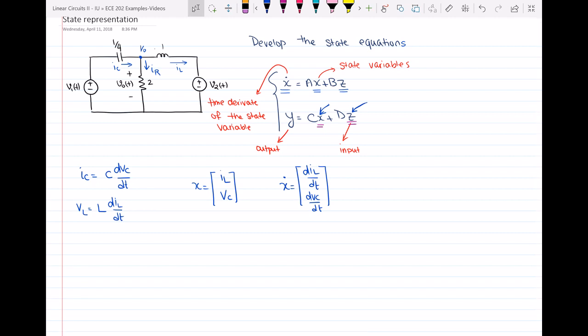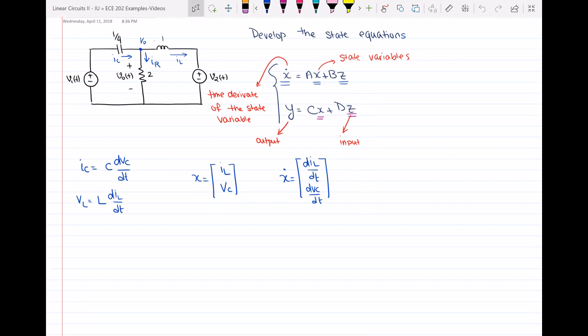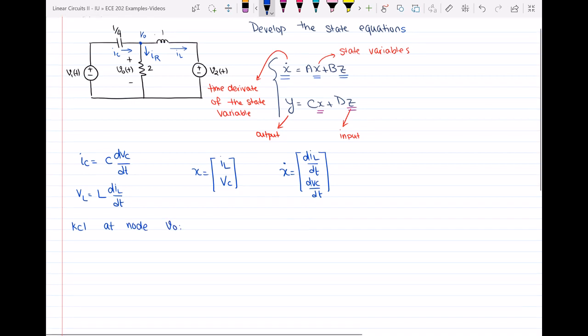For these kinds of problems, whatever circuit analysis method you're comfortable with, you can use. You can use KVL, KCL, or both of them. It only depends on what you're comfortable with or what approach you are using. So here, I will start with a KCL at node VO, where I wrote VO. So at this node, I can see that IC is entering the node while IR and IL are leaving the node.